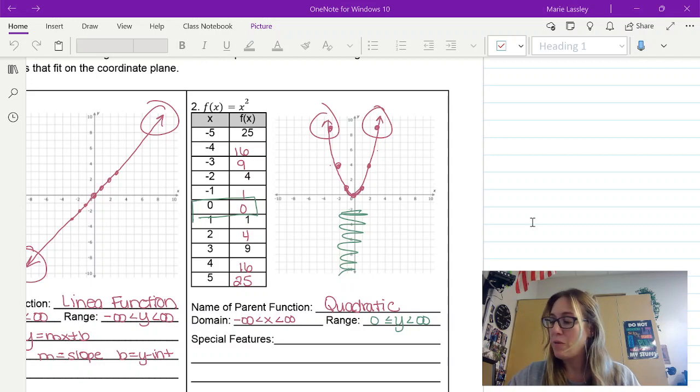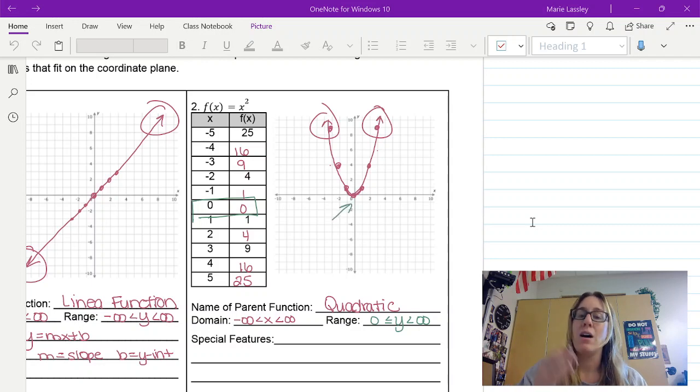Special features, they really don't have that many special features. The one thing that I want to take note of is this point right here. That 0, 0 is called our vertex.